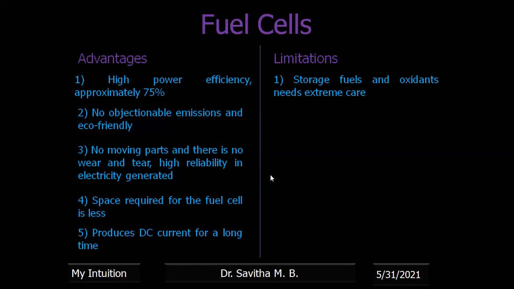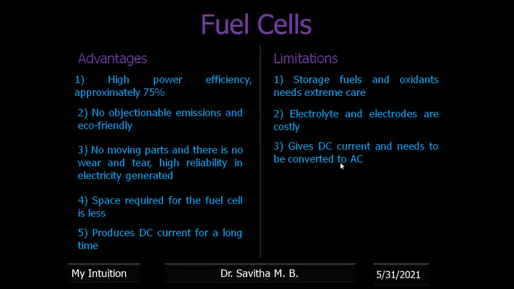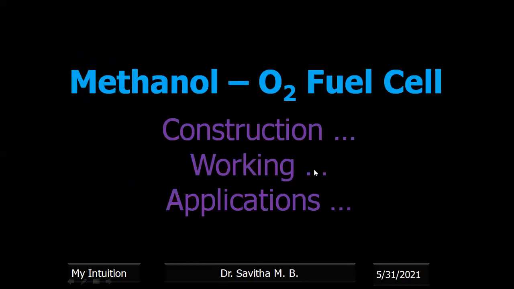First one is that storage of the fuel and oxidant needs extreme care, because continuously in a fuel cell, we need to supply fuel to the anode compartment and oxygen to the cathode compartment. And since they have to be supplied continuously, they have to be stored. Usage of certain fuels like hydrogen needs care, because those are explosive gases. Then the electrolyte and the electrodes are costly. It gives DC current and it has to be converted into alternating current.